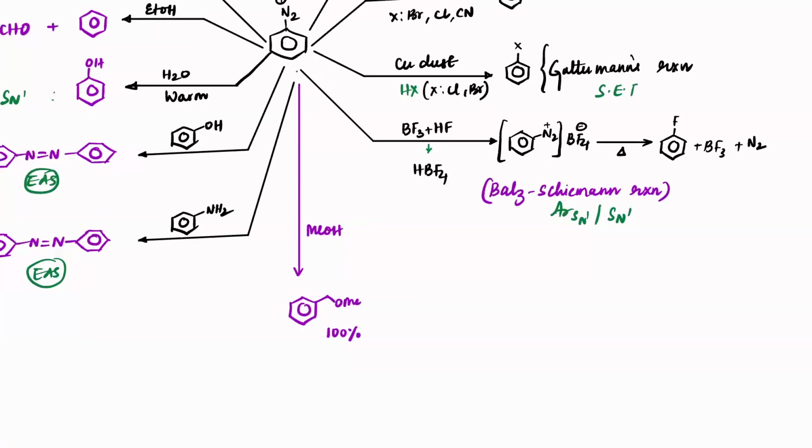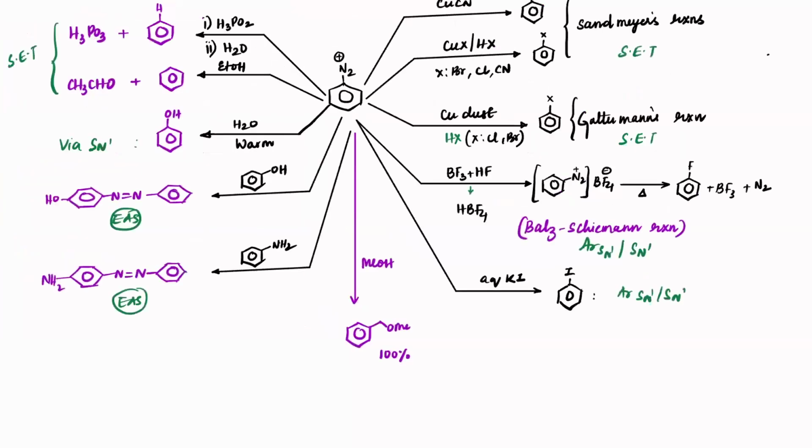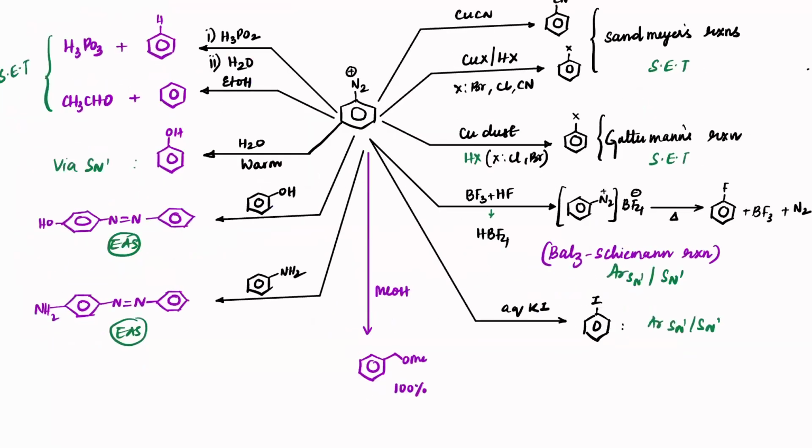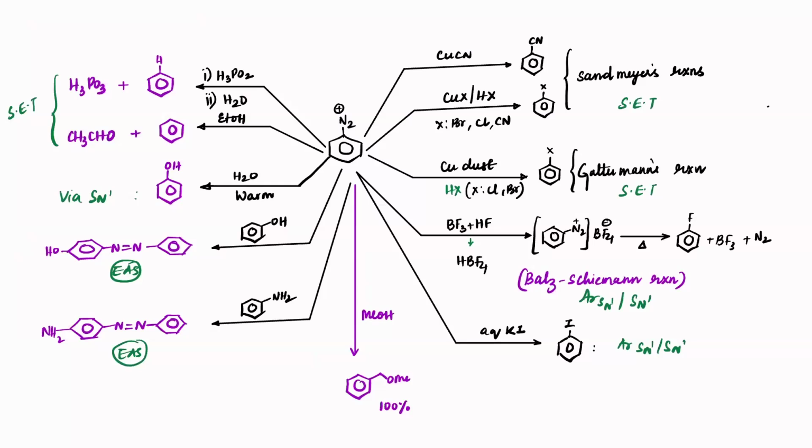And lastly, what if I react directly with aqueous KI? So that will also give the iodo product like this. But this is also via ArSN1. So guys, along with the reaction product, you must know what type of mechanism is happening. All of these questions have been asked in different formats. So learn in which case what is the product.